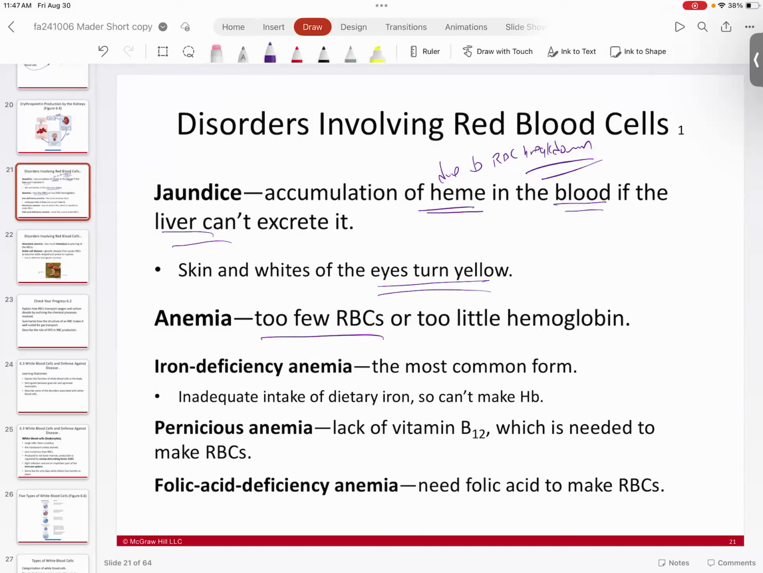Anemia is basically simply too few red blood cells, or too few functional red blood cells, or too little hemoglobin. Basically what happens is you're not able to bind oxygen normally, and so you don't have enough oxygen delivery. So there are a lot of different types of anemia.